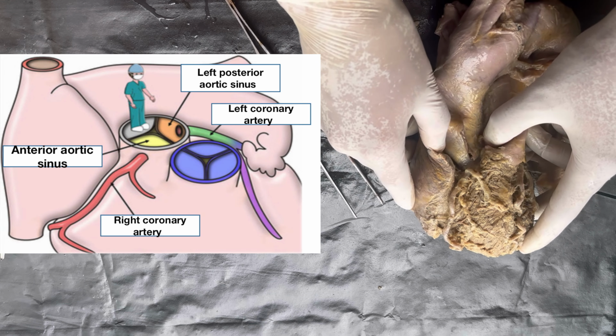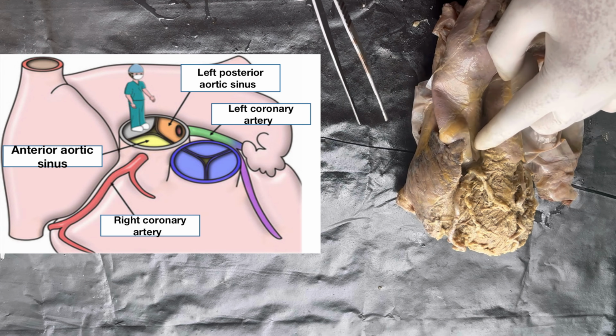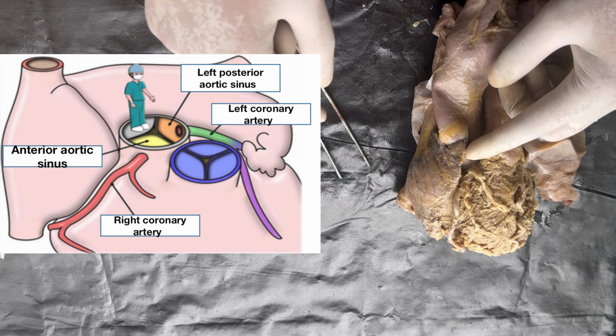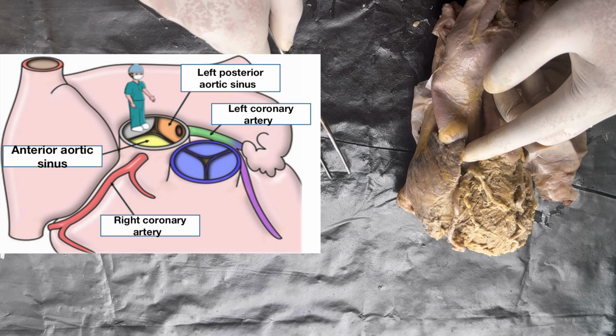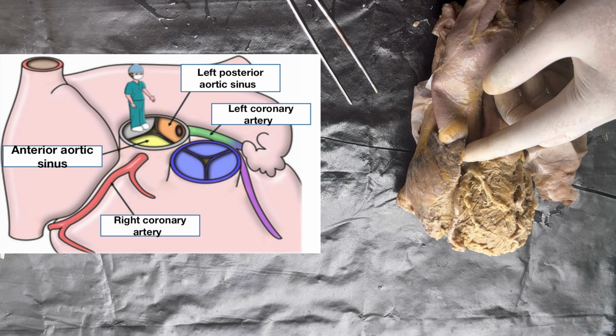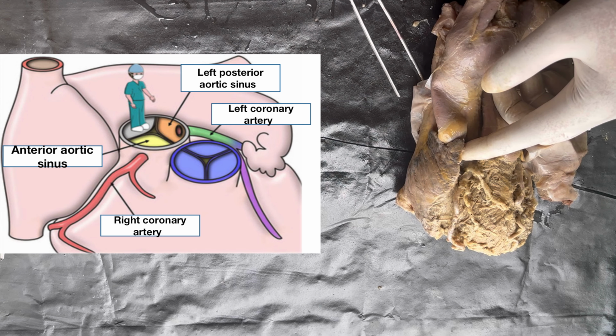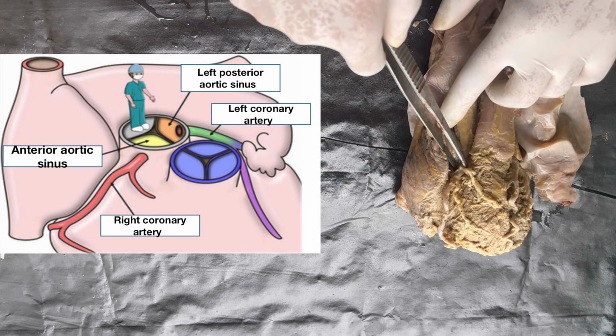This is known as the ascending aorta, which consists of the aortic valve, and the aortic valve consists of three sinuses, that is the anterior aortic sinus, and the right and left posterior aortic sinuses. The right coronary artery arises from the anterior aortic sinus, and the left coronary artery arises from the left posterior aortic sinus.